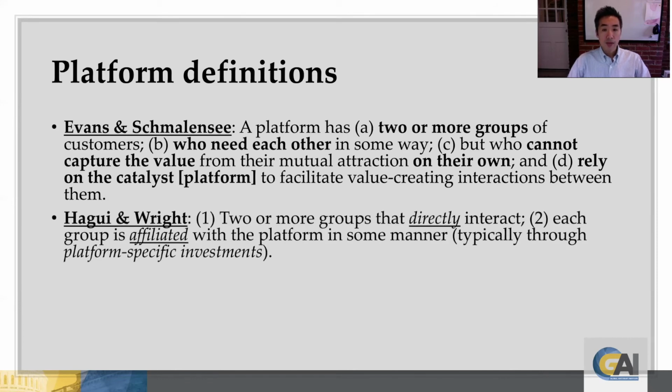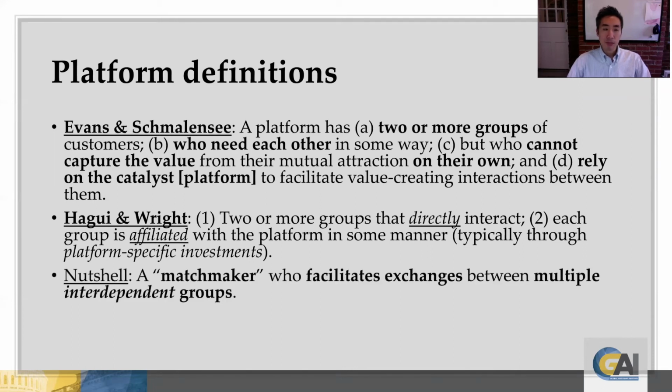Hajdu and Wright have a slightly different approach. They say a platform is two or more groups that directly interact, or direct is not necessarily there's a transaction per se. Each group is affiliated with the platform in some manner, typically through platform-specific investments.